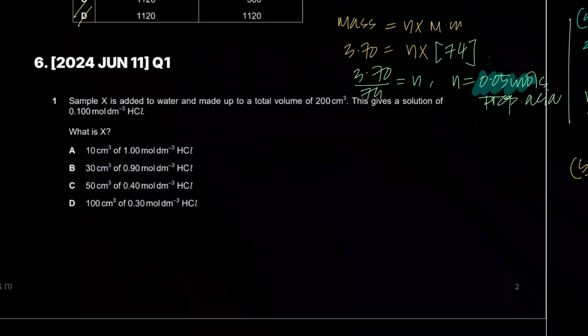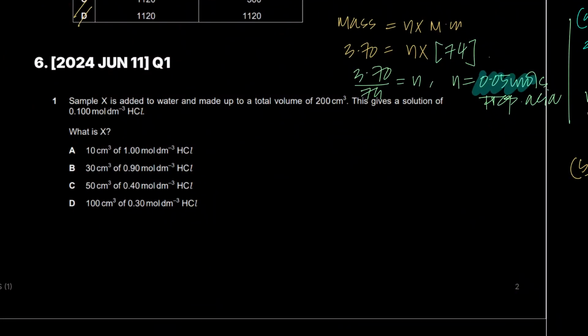I'm tired. Sample X is added to water and made up to a volume of 200 cm cube. This gives a solution of this much concentration. Okay. So you understand that you have a certain concentration and a certain volume. And he's saying, what is X? You know that the moles before dilution and after dilution are equal. So if I calculate the moles, then I'll look at all the options, and whichever moles coincide with these moles, that's going to be the correct option.